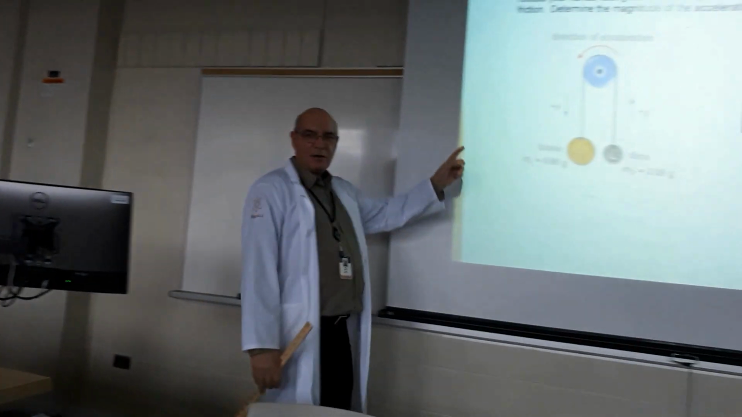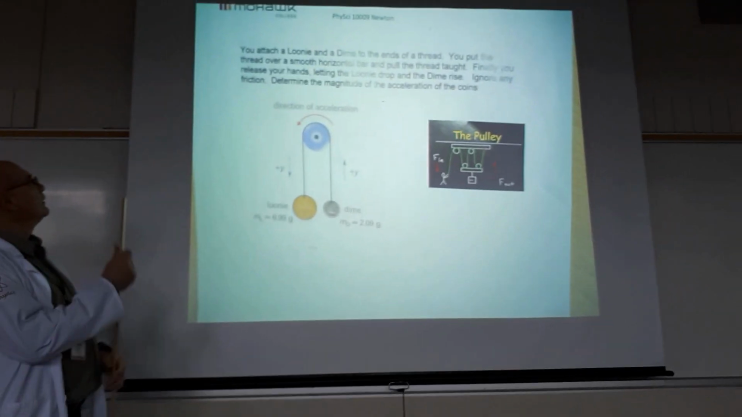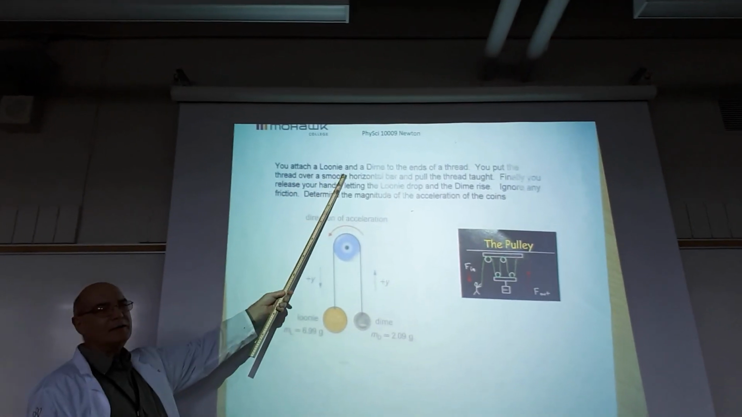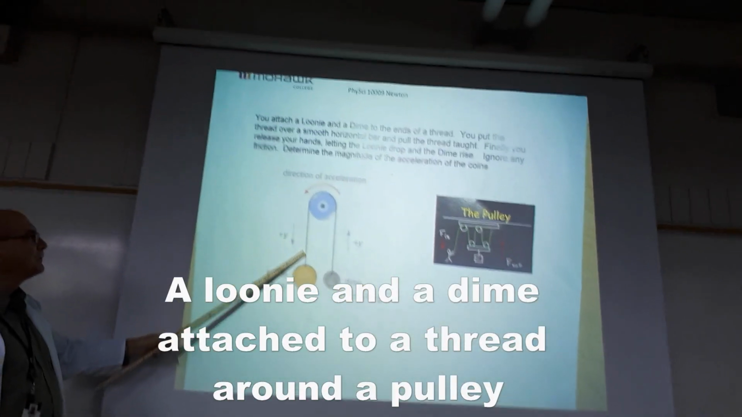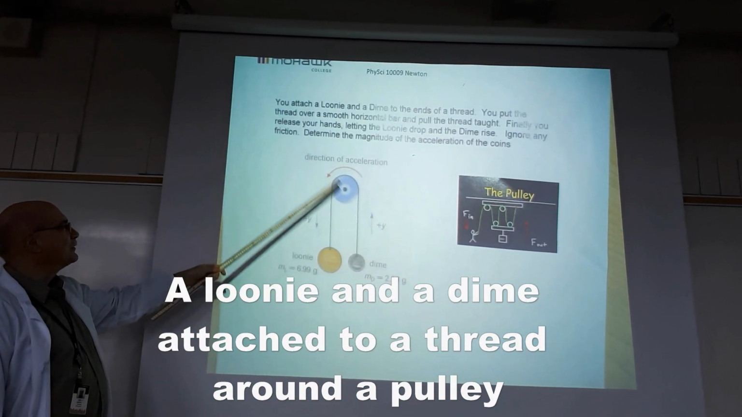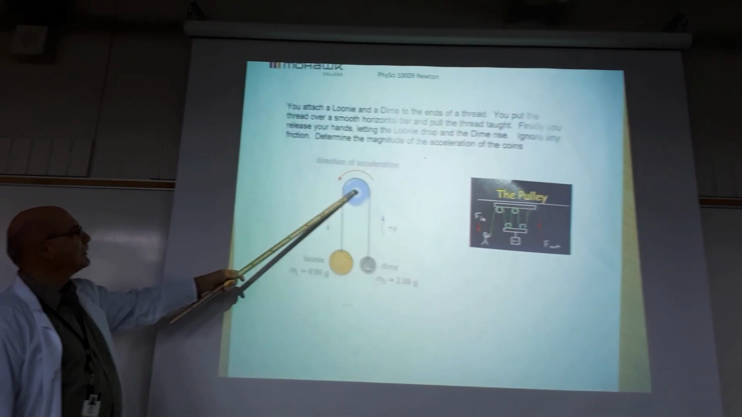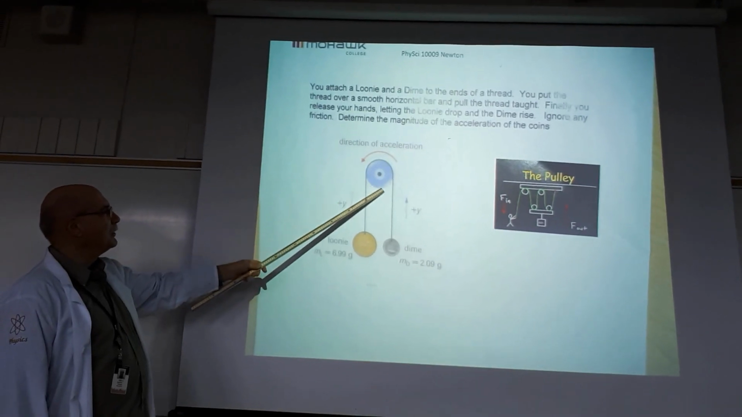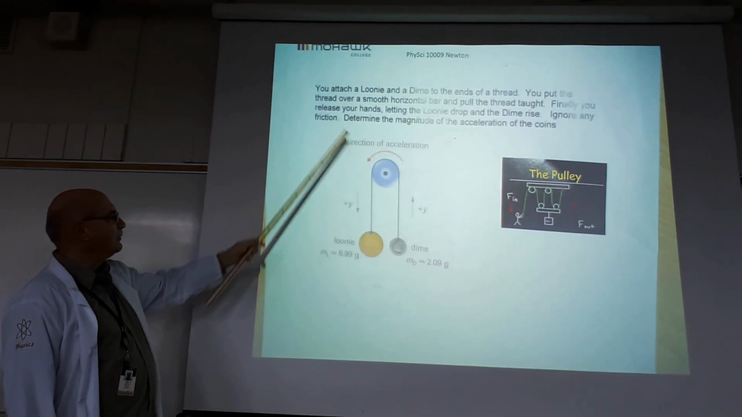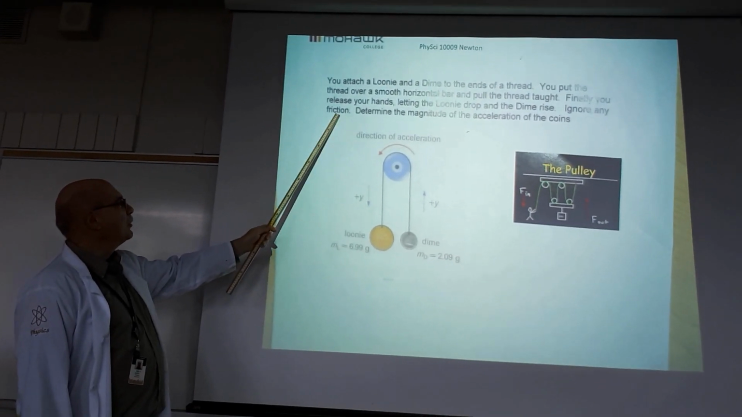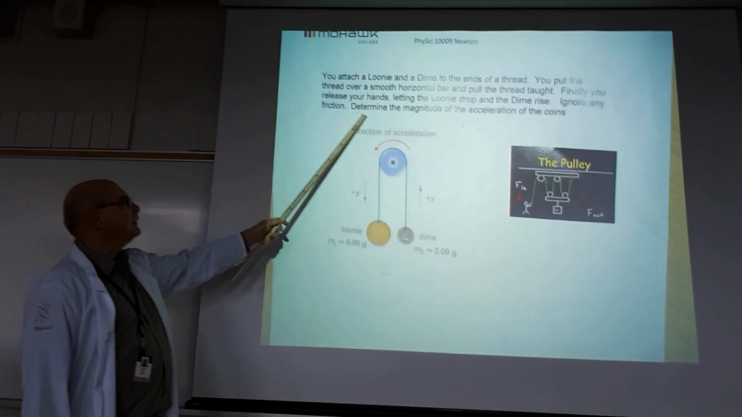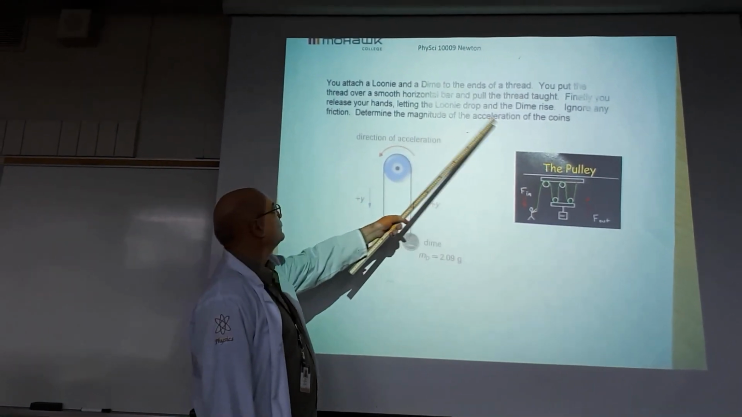Let's have a look at this word problem. It says here, you attach a loonie and a dime at the ends of a thread. You put the thread over a smooth horizontal bar and add a pulley. Finally, you release your hands and the loonie is going to drop down and the dime is going to go up. Ignore any friction. You can determine the magnitude of the acceleration.